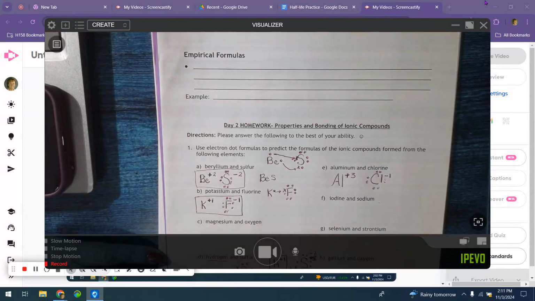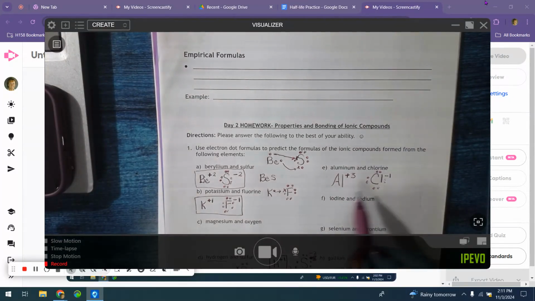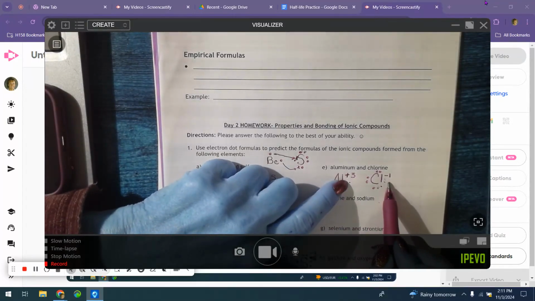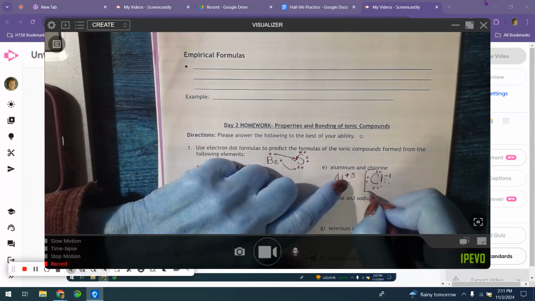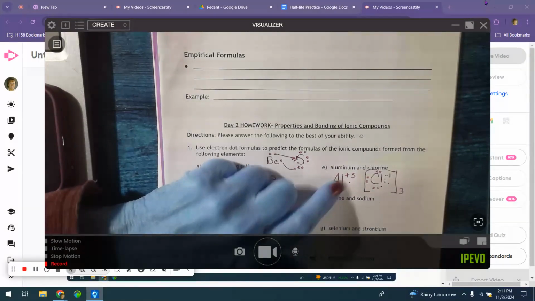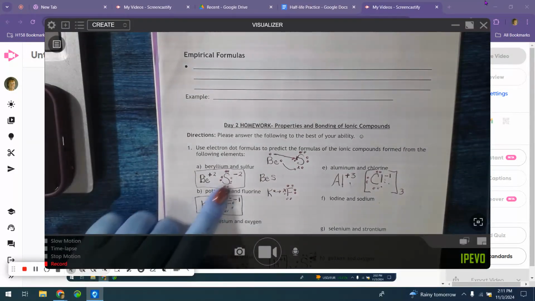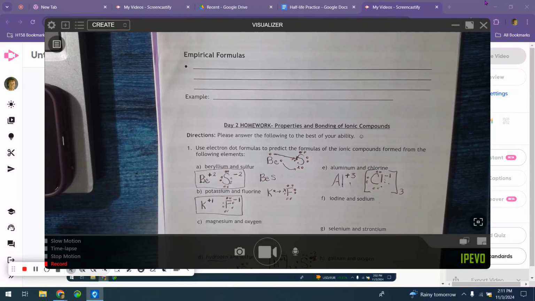Now, here's the trick. How many chlorine do I need to react with 1 aluminum? The way you figure that out is our charges need to balance. So if aluminum has a +3 charge and chlorine has a -1, you know what it's going to take? It's going to take 3 chlorines to react with 1 aluminum. So now, without doing this whole process of drawing out where the electrons start and where they end up, you've written a Lewis dot structure.